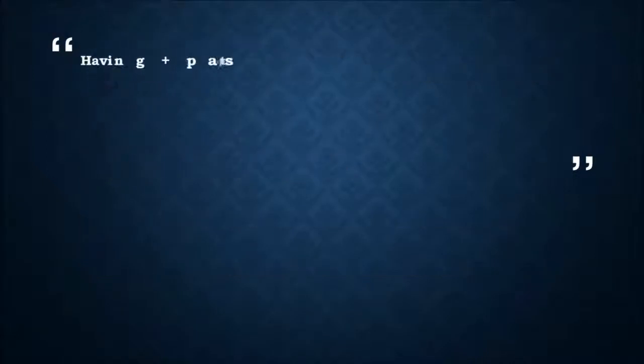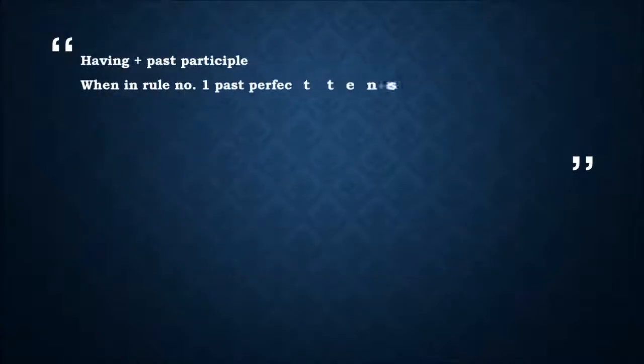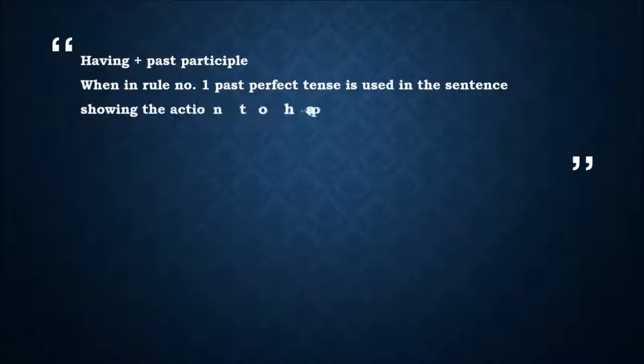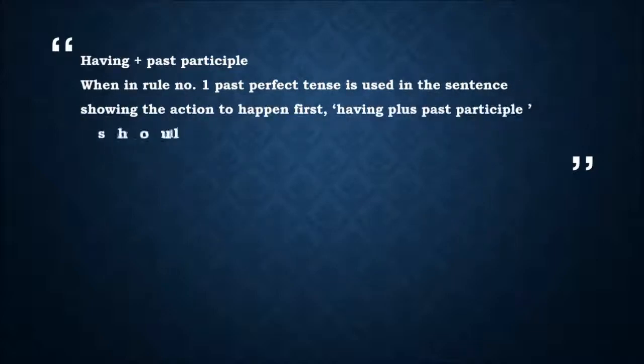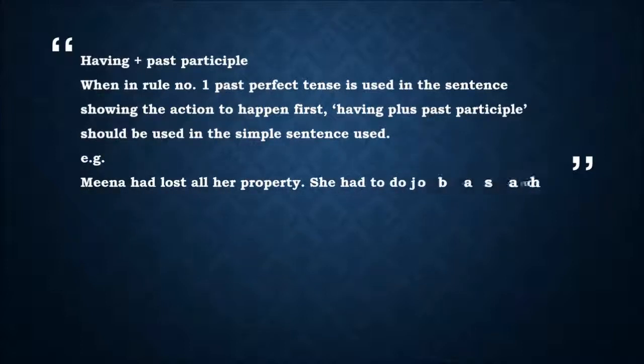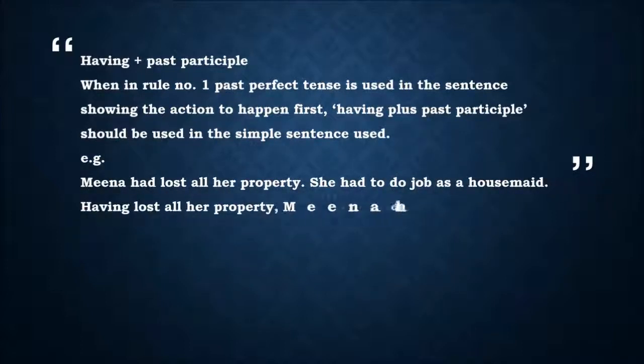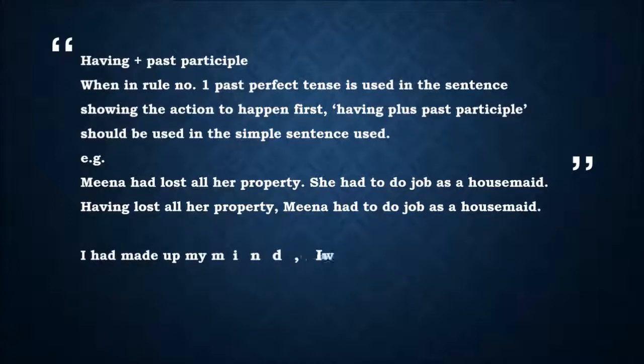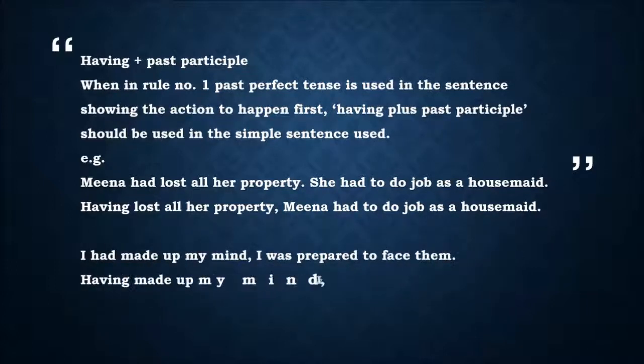2. Having plus past participle, when in Rule No. 1 past perfect tense is used in the sentence showing the action to happen first, having plus past participle should be used in the simple sentence. E.g. Mina had lost all her property. She had to do job as a housemaid. Having lost all her property, Mina had to do job as a housemaid.